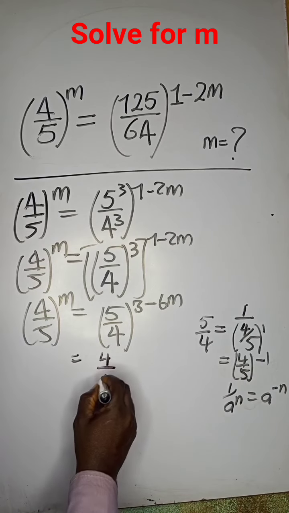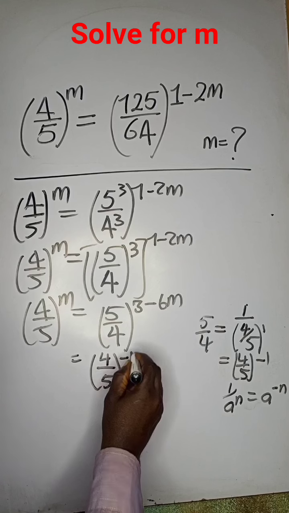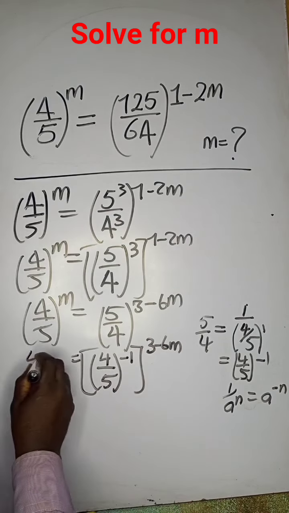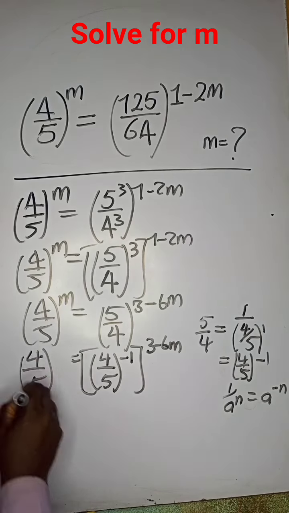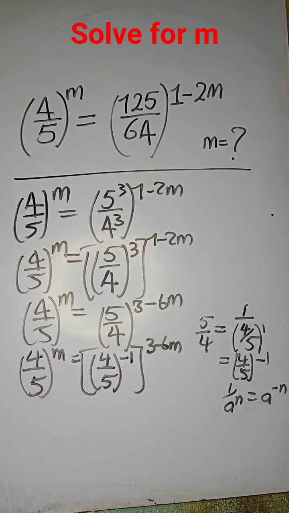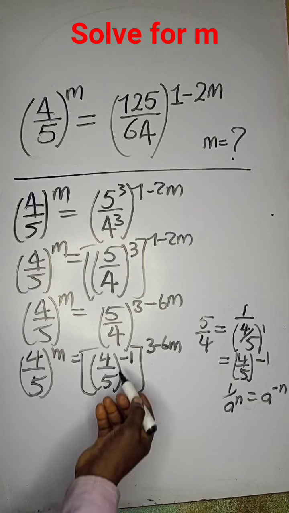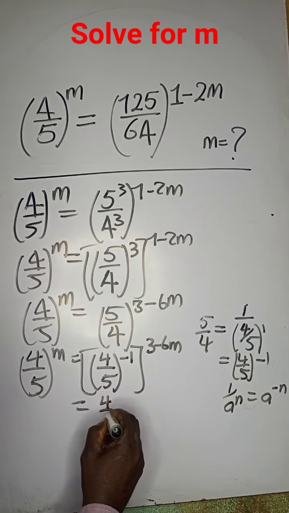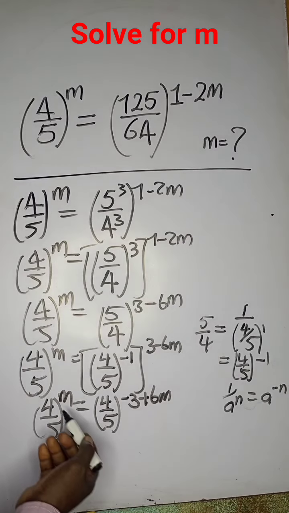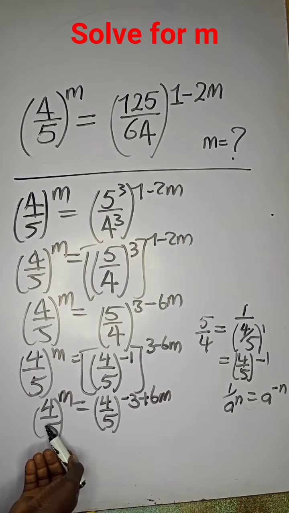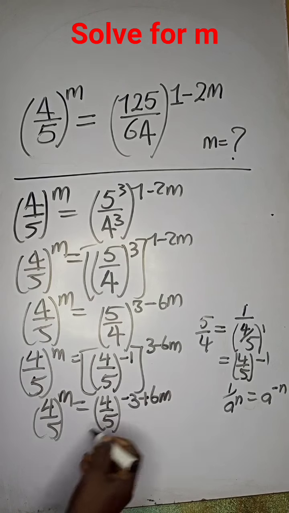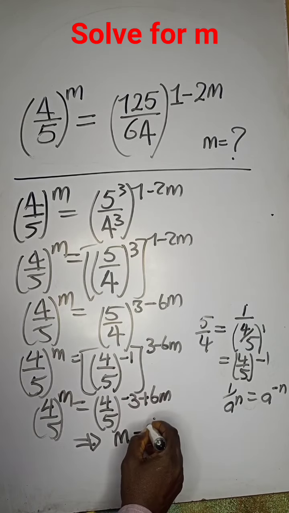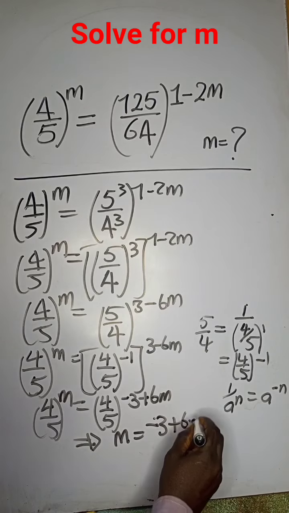So it becomes 4 all over 5 to the power negative 1, but everything raised to the power 3 minus 6m. So I have 4 all over 5 to the power m is equal to this. All right. Power of power again. So this power here must multiply out that power there. So we're going to have 4 all over 5 to the power... Now, this index expression equals this index expression. The bases are equal, so we have the right to equate the powers. So from here, we can say this power here must equal the power there, negative 3 plus 6m.